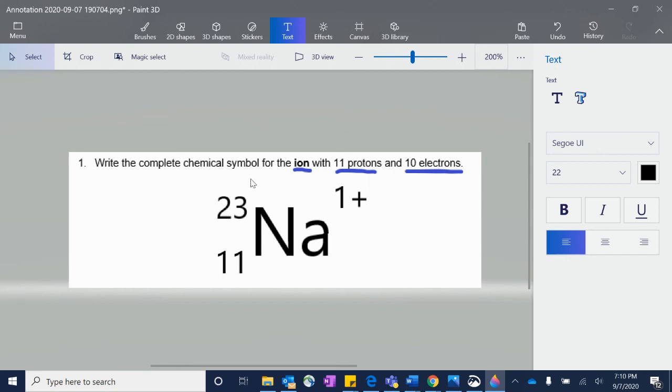So there we go. We now have a complete symbol that has the element name, the mass number or our best guess of the mass number, the atomic number, and the charge of this ion.